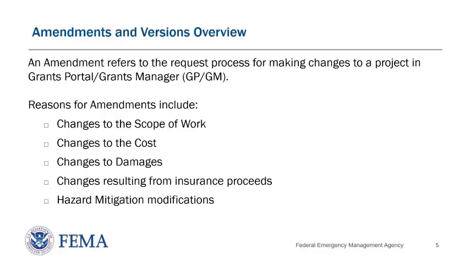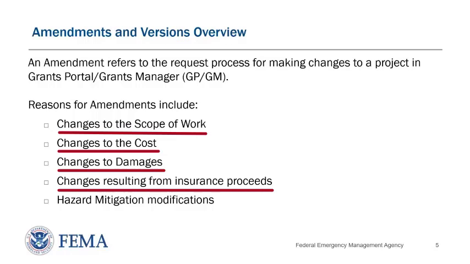So now let's take a look at the amendments and versions. So to create an amendment for a project, it must be in the process step of applicant signed or obligated. And an amendment will need to be added to a project when there have been omissions, such as omitted damages. Also, amendments are required to request an administrative withdrawal of projects. Other reasons for amendments include changes to the scope of work, changes to costs, changes to any damages, changes resulting from insurance proceeds, and any hazard mitigation modifications.